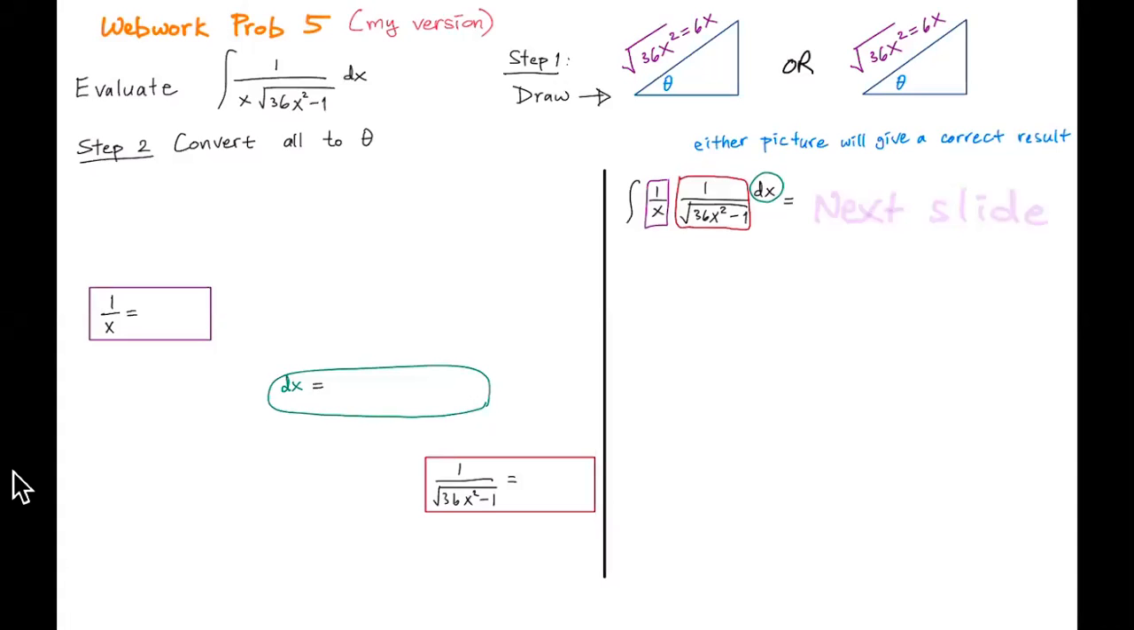Here is a problem from WebWork where we want to evaluate an integral. And I'm going to explain to you a new technique, which again involves drawing a triangle. So my goal is to somehow convert this integral into an integral in terms of theta, where I'm going to think of theta as this acute angle here.